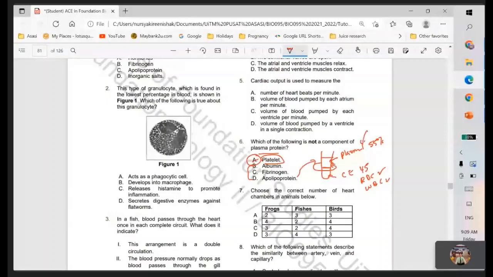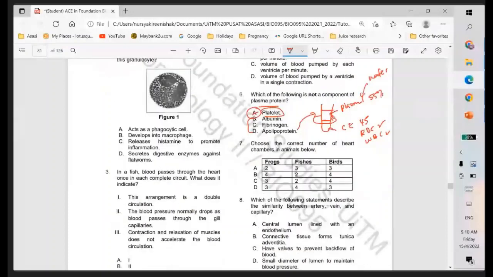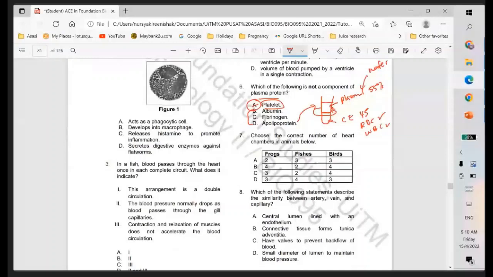Excuse me, jap. Okay, so that's the component of blood. Okay, so thank you, Afika. Number 7, Razin, please.